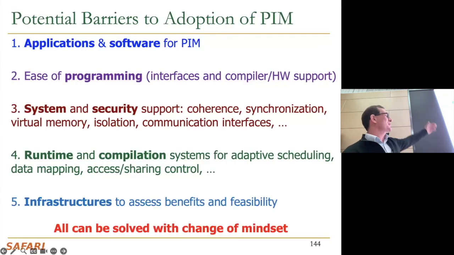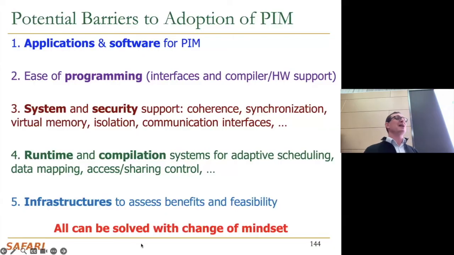And if you look at these adoption issues, then clearly there's infrastructure and hardware at some point, but it's mostly about software and system and making this doable. Application and software, programming, system and security support, data mapping support, for example, we have discussed earlier briefly. How do you design the runtime and compilation systems? I think all of them are important to solve. There's work going on in this area.